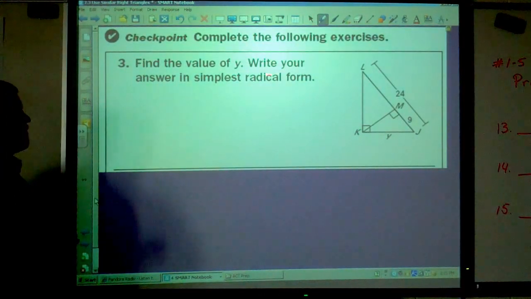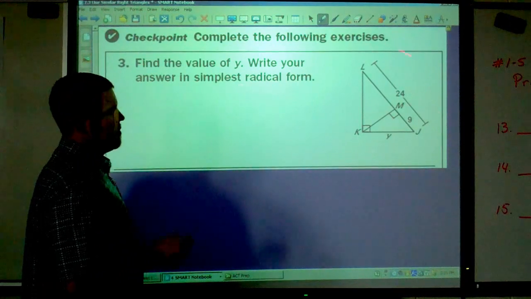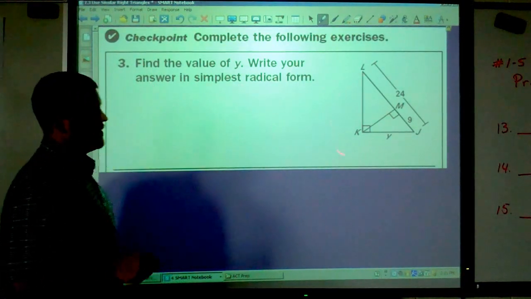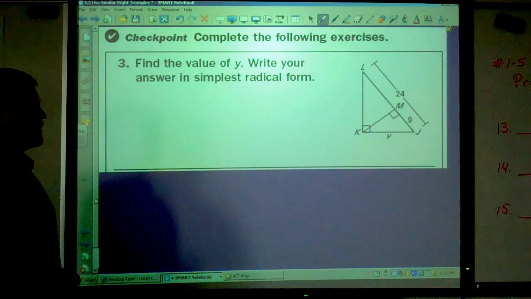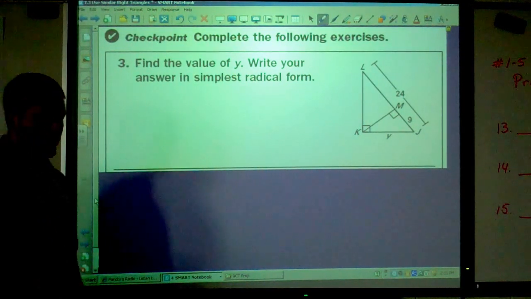Alright, find the value of y. Write your answer in simplest radical form. So here's a problem. Please try this and come to class with any questions about this problem. Alright? Thank you very much.